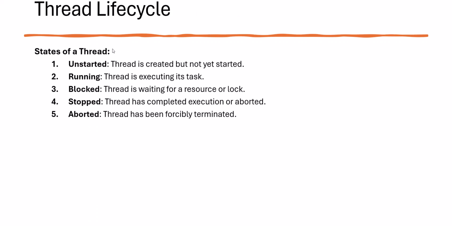When we create a thread, that particular thread has some states given to it, and some of the states are given here. First is Unstarted: when the thread is created but not yet started, the thread state is Unstarted. Then Running: when the thread is executing its task, its state is Running. When the thread is blocked, it is waiting for a resource or lock, and it is in the Blocked state. Stopped: the thread has completed execution or aborted, so the thread state can go into Stopped. Then Aborted: when the thread has been forcefully terminated, it will go into the Aborted state.